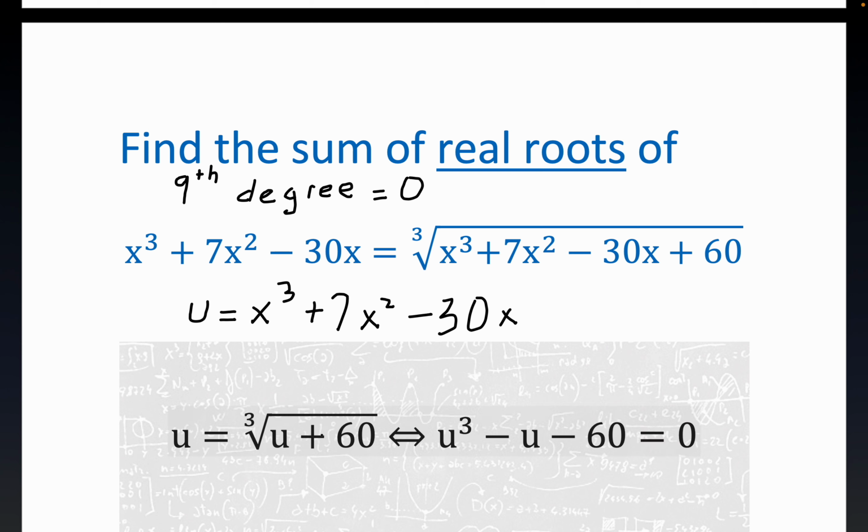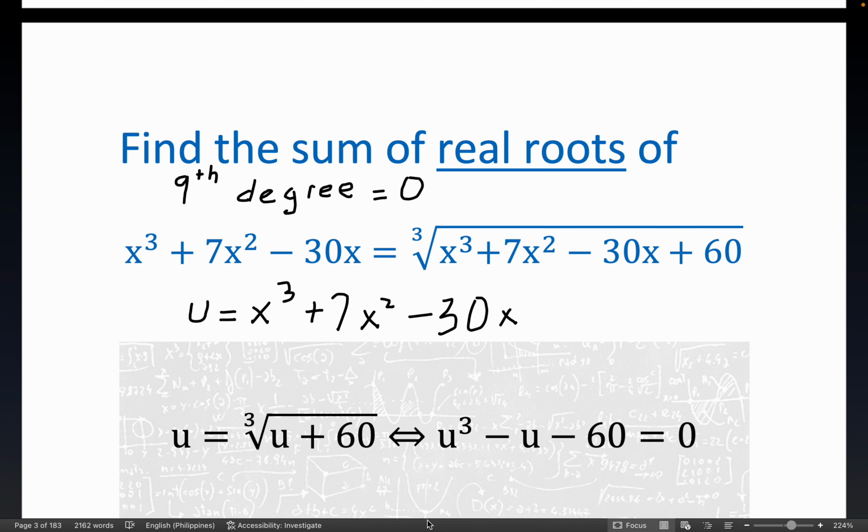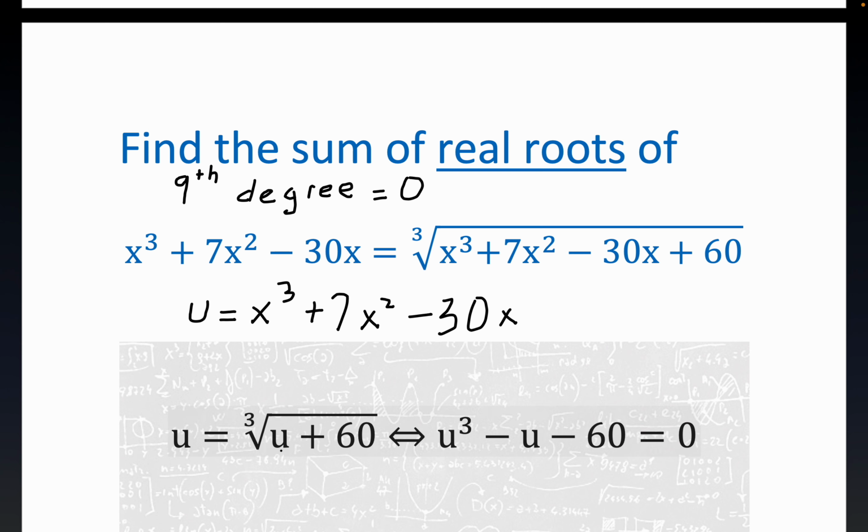We get the following algebra right here. If we cube both sides of this expression, you see this piece right here is precisely in the form of the original equation. But the nice thing about it is that when you cube both sides, you get this equivalent statement. And u equals 4 by inspection. Okay, u equals 4 is a solution.